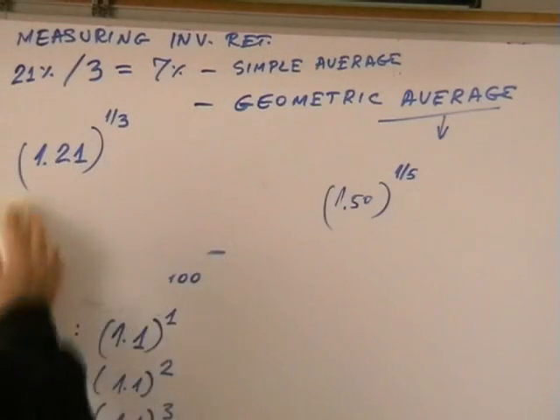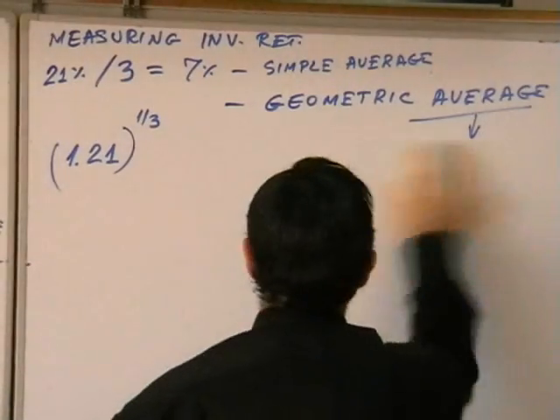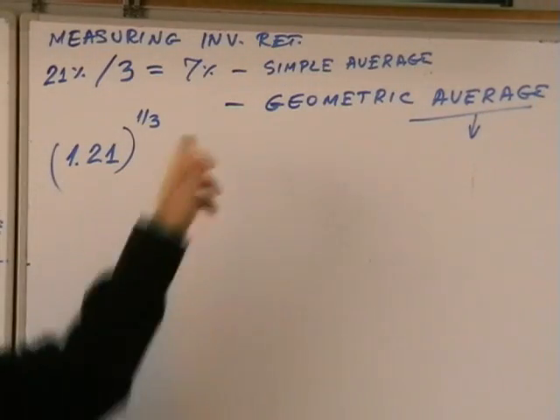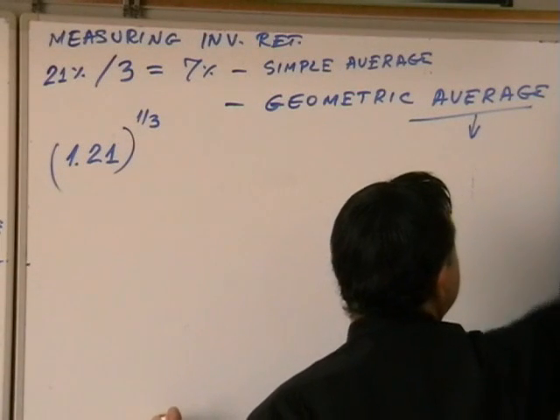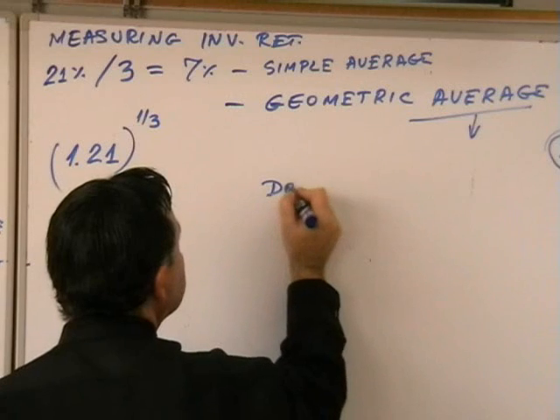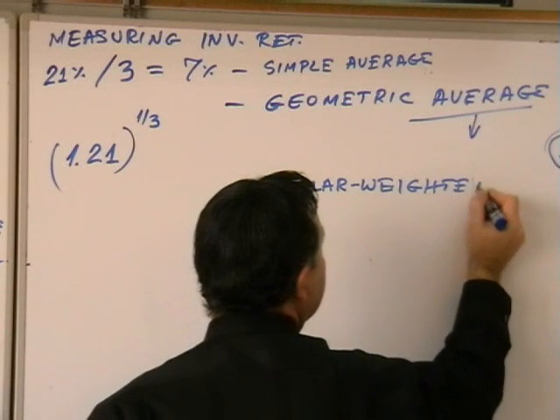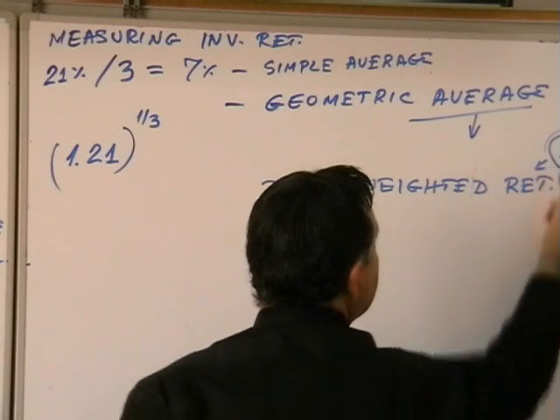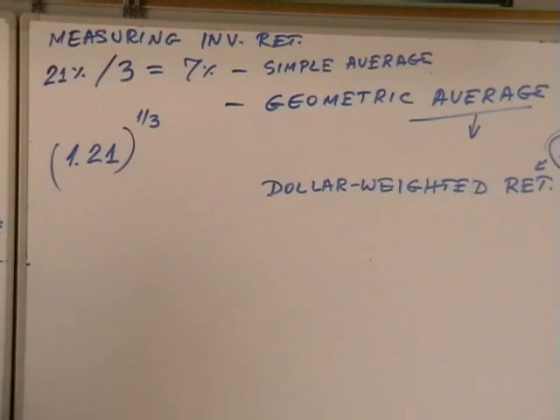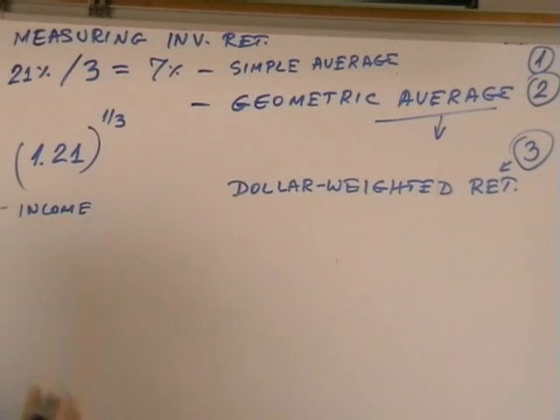So what we have is a third method, which is probably the most sophisticated method. Method number 1 was simple average. Method number 2 is geometric average. And method number 3 is dollar weighted return. This is the third method. Dollar weighted return actually is the return which also accounts for income during the period.